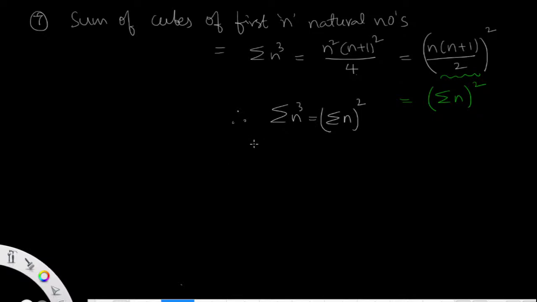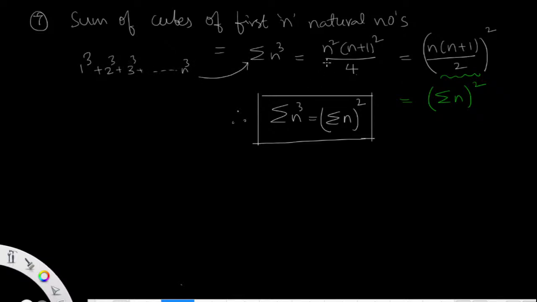So the sum of the cubes of the first n natural numbers, 1 cube plus 2 cube plus 3 cube plus so on up to n cube, is equal to sigma n cube, that is n square into n plus 1 whole square by 4, that is n into n plus 1 by 2 whole square, which is equal to sigma n whole square. Okay.